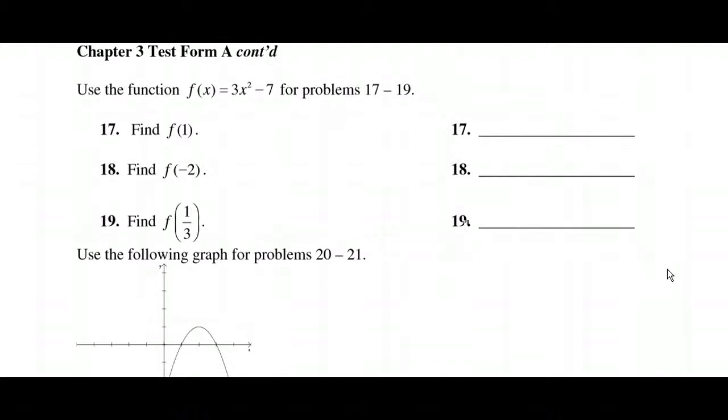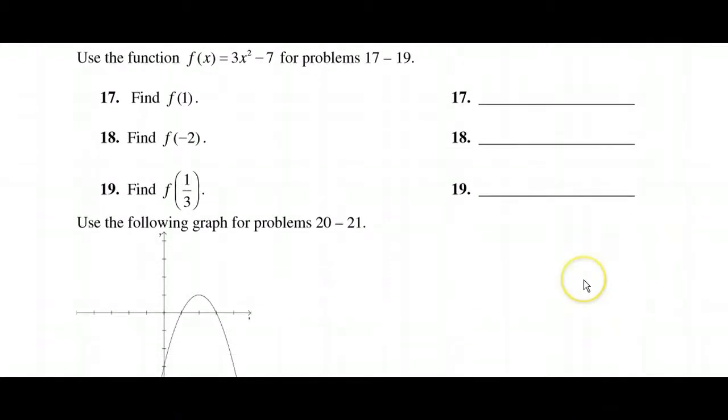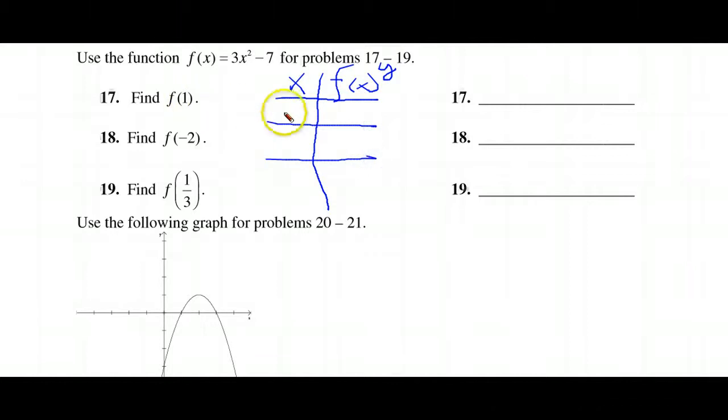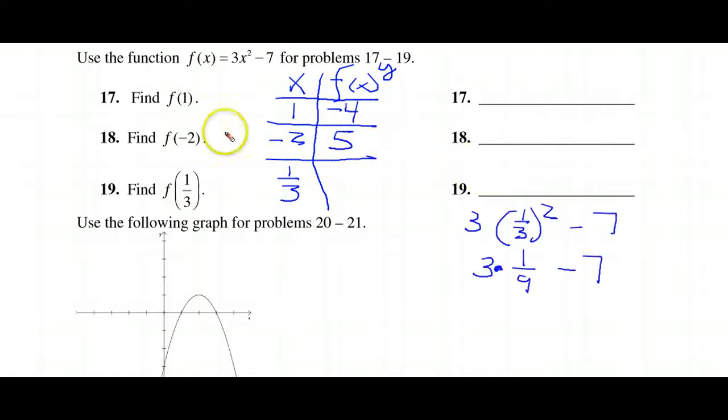Now for 17, 18, and 19, they're giving us this function up here, and we're asked to give a value for them. Well, for something like this, we could put it in a little T-chart format, where remember this can always be substituted for a y. And our x value here would be a 1. Here it's a -2, and here it's a 1/3. So as we set it up, we put our values there. Now we're going to substitute. 1 goes where the x is.